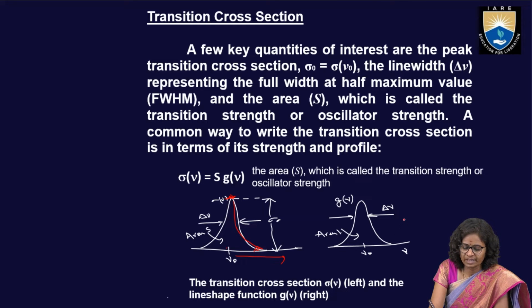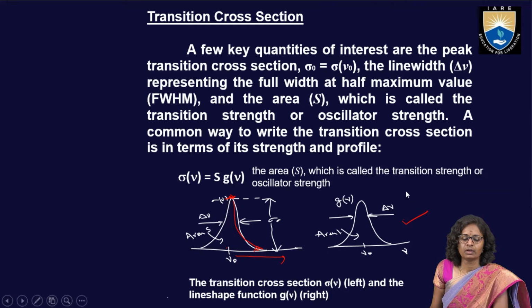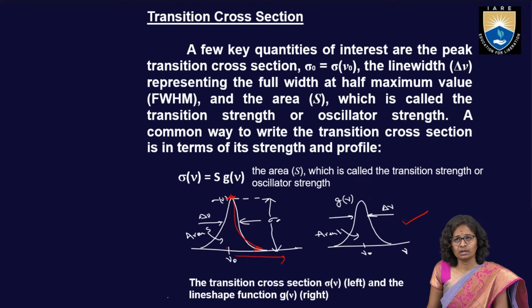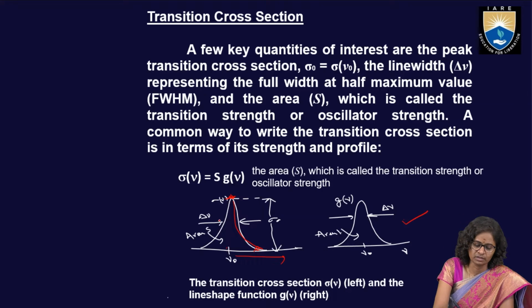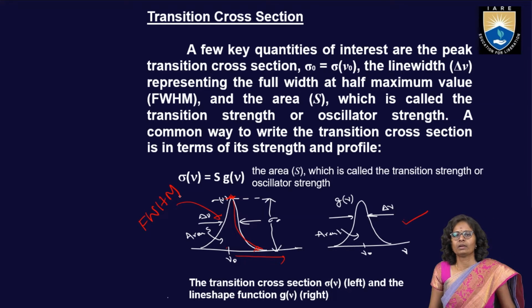This figure shows the line shape function G. A few key quantities of interest are the peak transition cross-section sigma naught, which is equal to sigma of nu naught, the line width delta nu representing the full width at half maximum, and the area S, which is called the transition strength or oscillator strength.